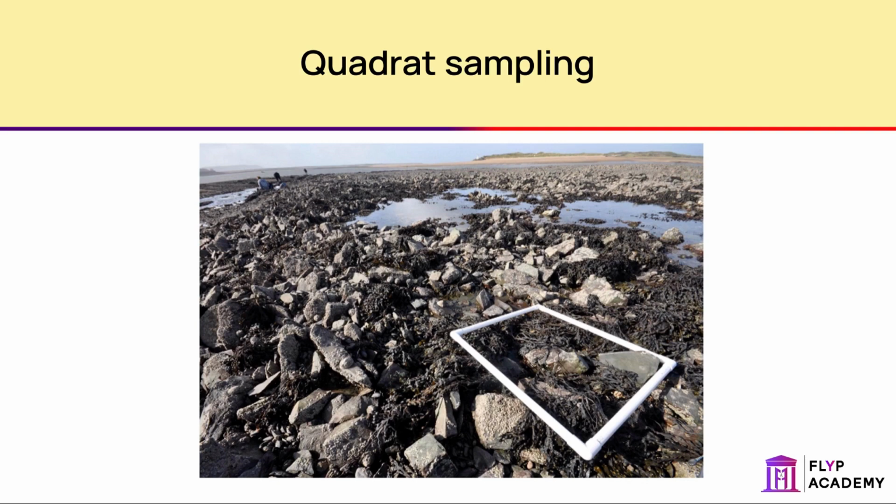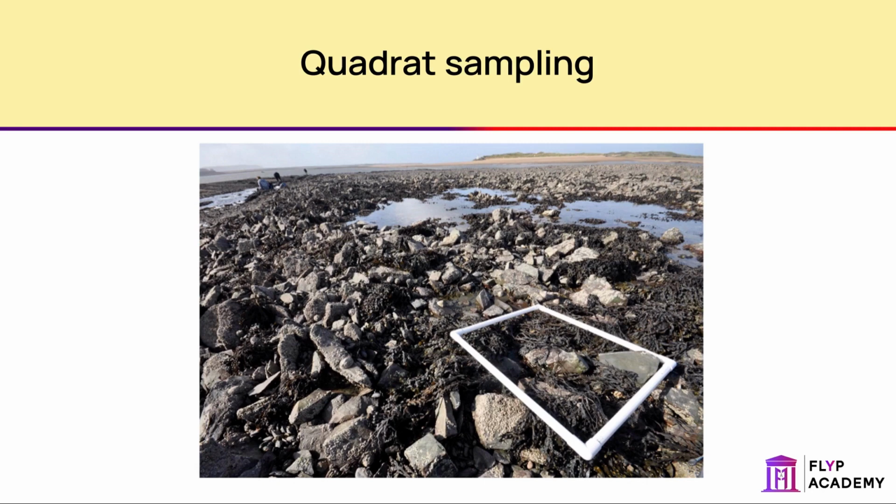Organisms sampled using this method must be stationary or very slow-moving, otherwise there is a risk of counting them twice or missing them altogether. Quadrat sampling could be used to find the abundance of daisies in a field or the seaweed present along a seashore.